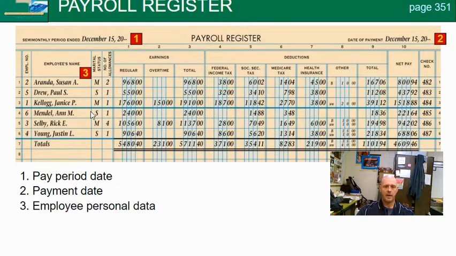Next up, I have my employee's personal data. Again, employee name, may have social security number in here as well. Employment status, are they married, are they single? It tells you what tax table you're supposed to look at, and number of allowances.